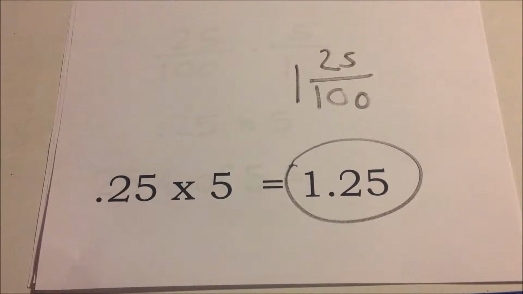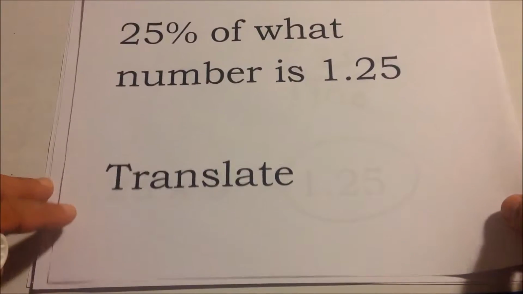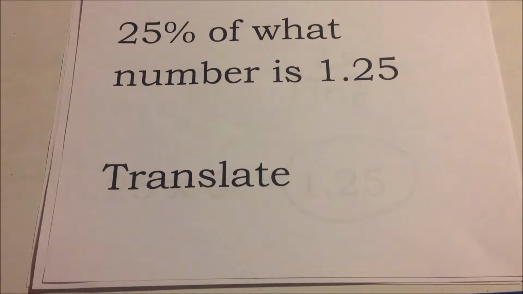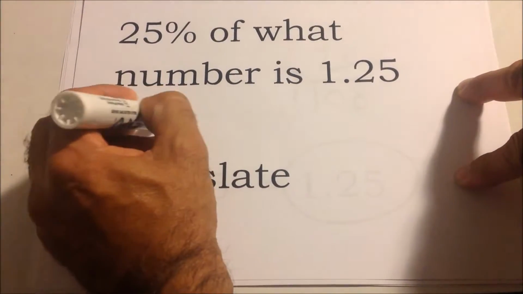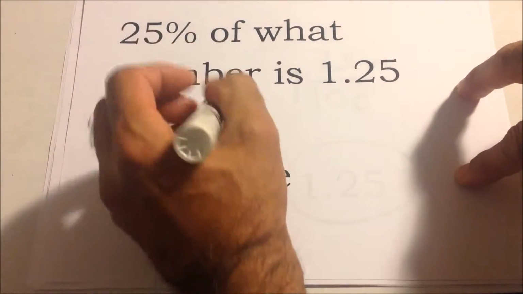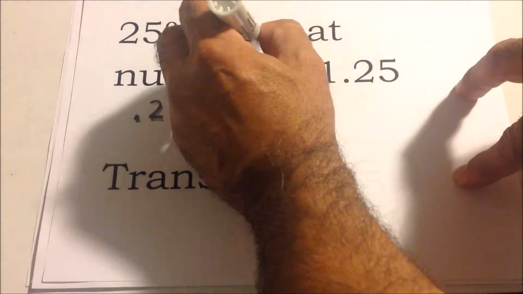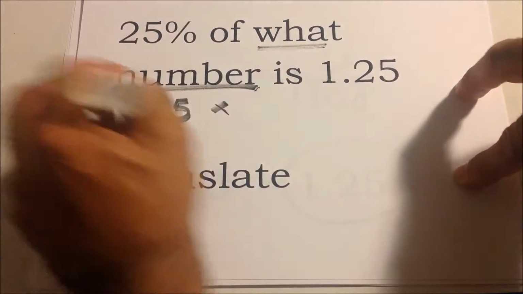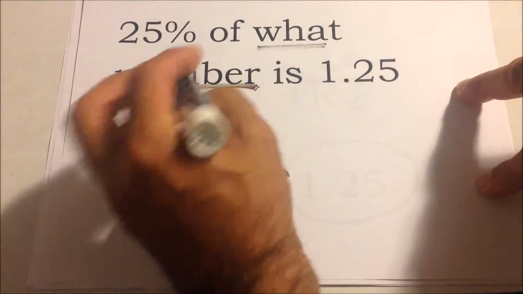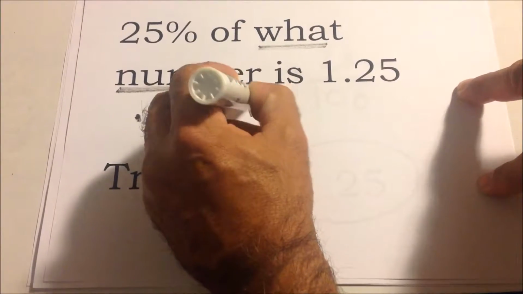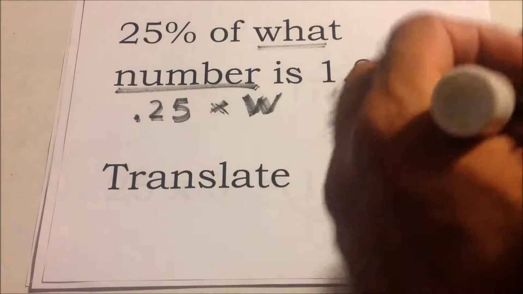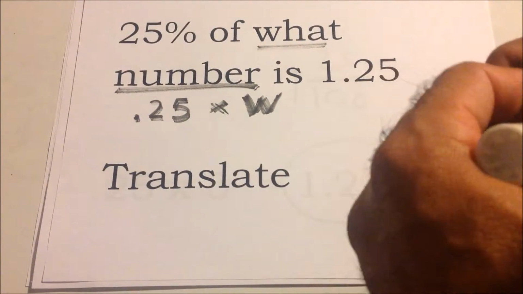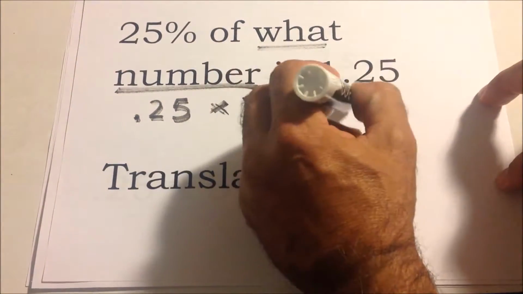Now what if we had this? What if I had 25% of what number is 1.25? So remember, if we know how to translate, we can do this. Remember, 25% is 0.25. What is of? Multiplication. What number? We don't know. When it says what number, we don't know what number, so we're going to put a letter. I'm putting a W for what number. You can put any letter if you want. So 0.25 times W. And W is a variable.